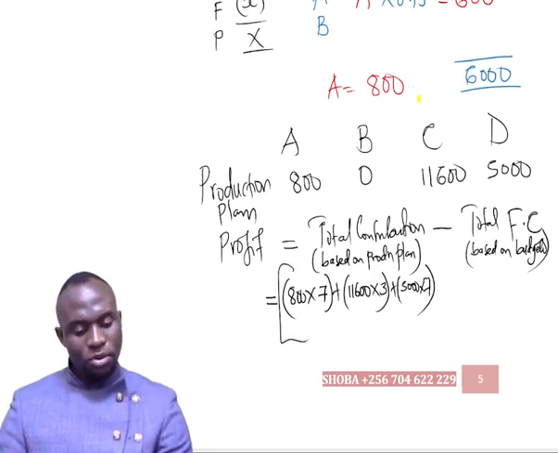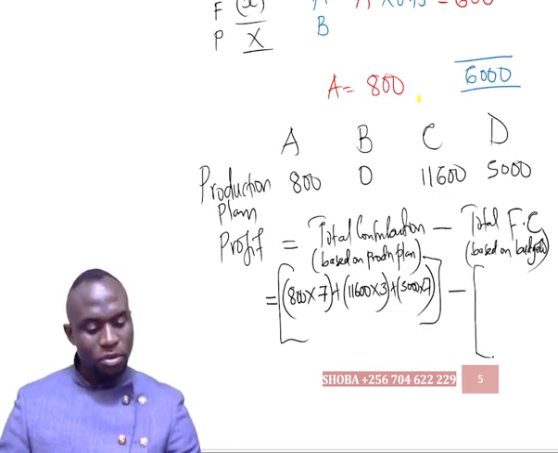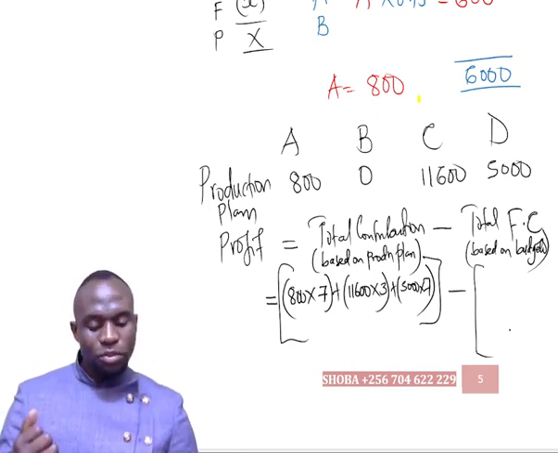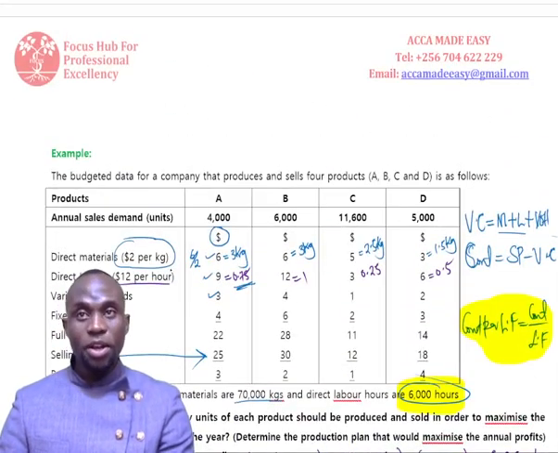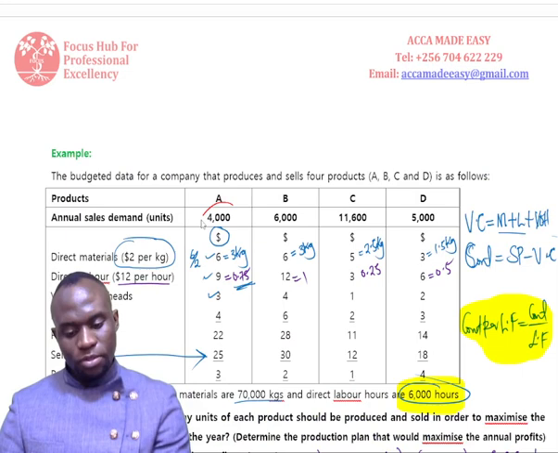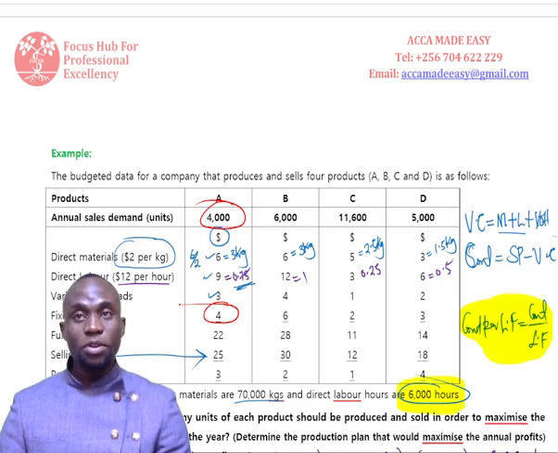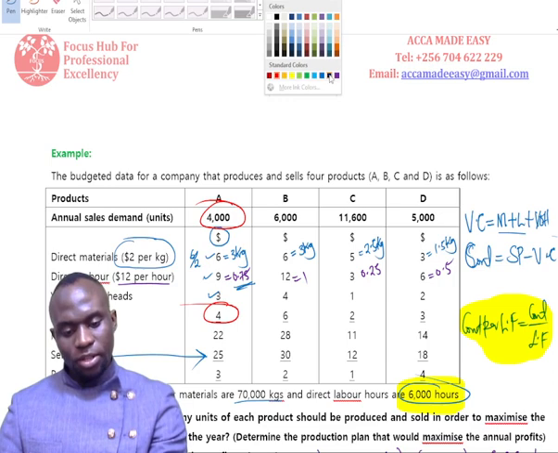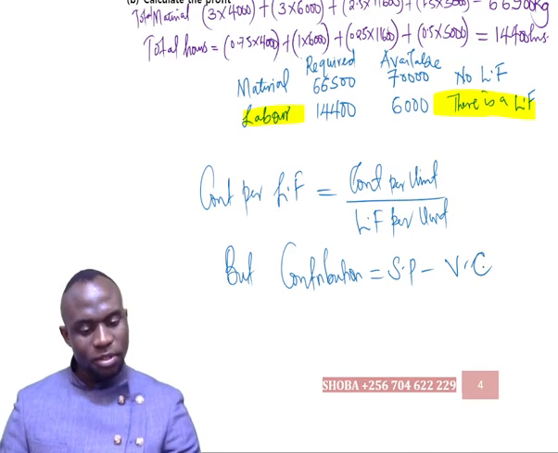So this is total contribution, then we subtract total fixed cost. So what is the total fixed cost? We said it is according to the budget. So for A, what was the budget? The budget was to produce 4,000 units. And what is the fixed cost per unit? Fixed cost per unit is $4. So it is 4 times 4,000.